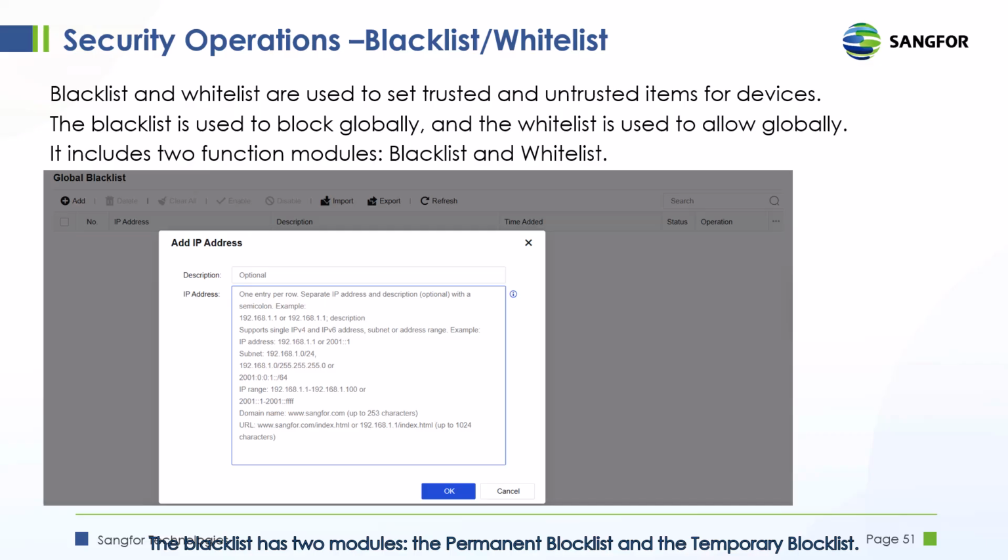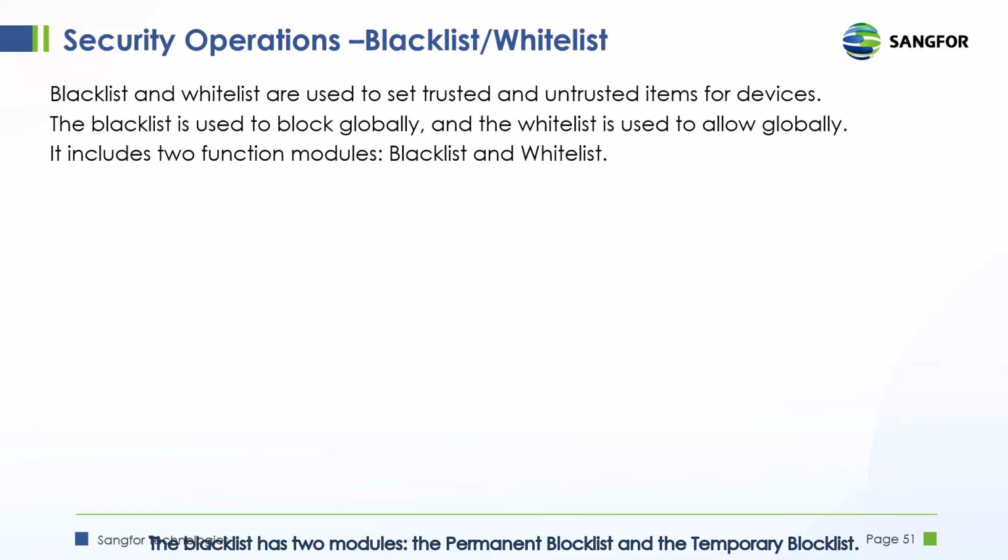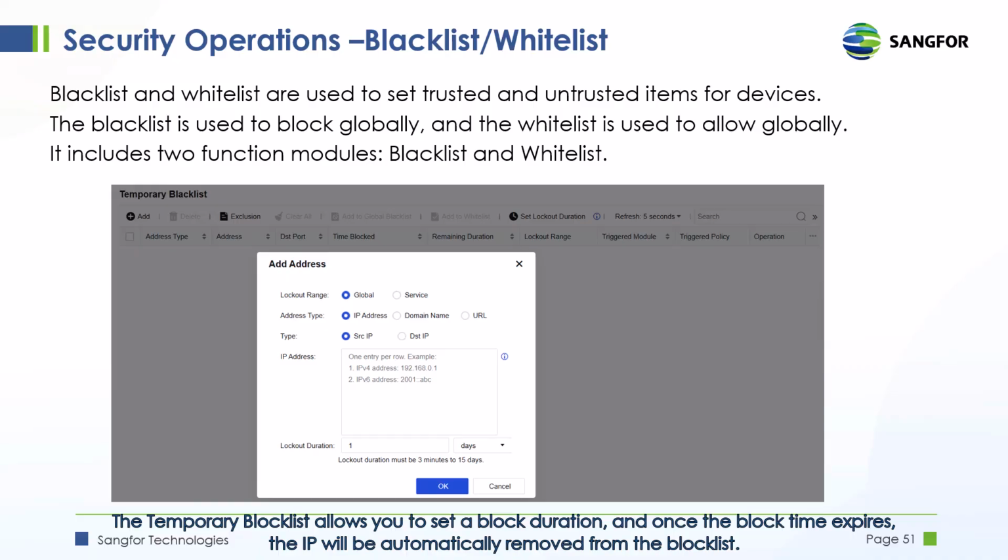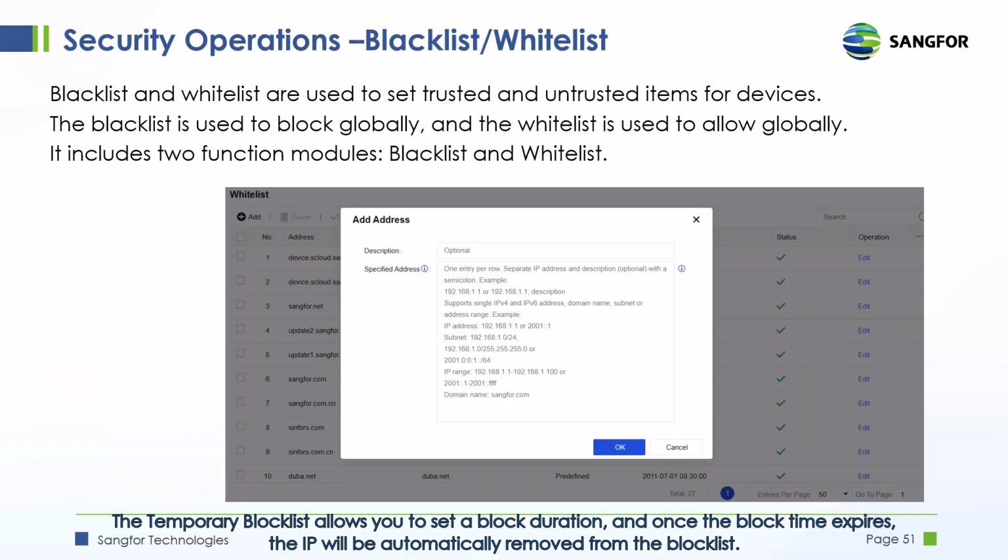The blacklist has two modules, the permanent blocklist and the temporary blocklist. The temporary blocklist allows you to set a block duration, and once the block time expires, the IP will be automatically removed from the blocklist.